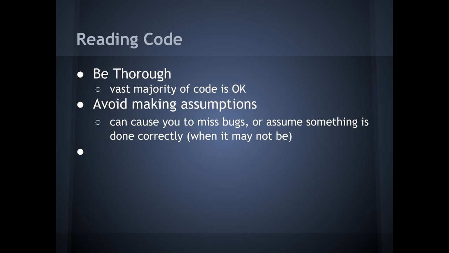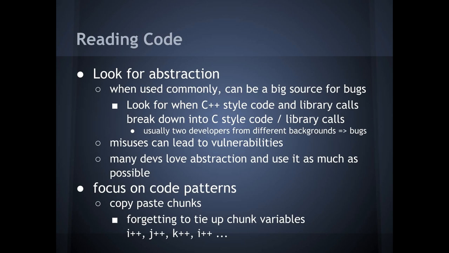I guess this slide isn't finished, but again, the key thing is to be thorough, and if you start making assumptions, you can really miss bugs, or assume something is done correctly when it's not. So some tips that help are to look for abstraction when it's used commonly, perhaps between two developers. It can be a big source for bugs. Perhaps they don't understand each other's actual implementations or what they've abstracted out.